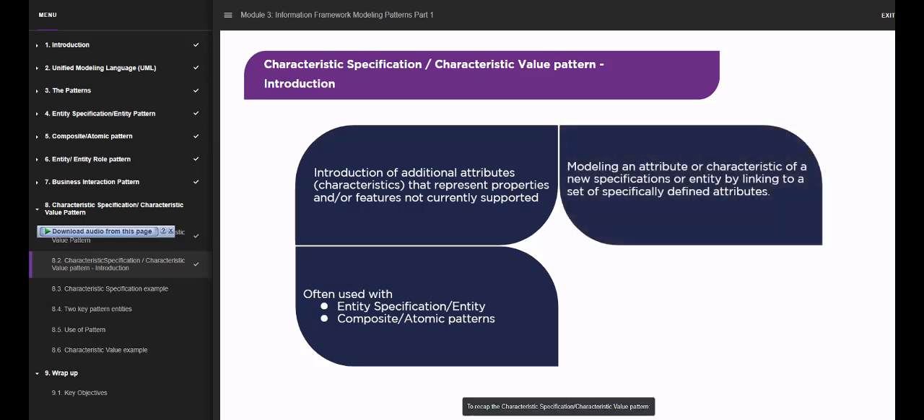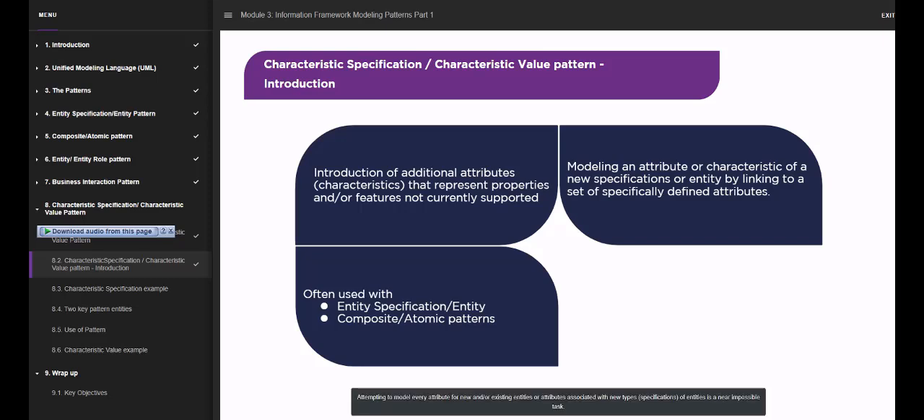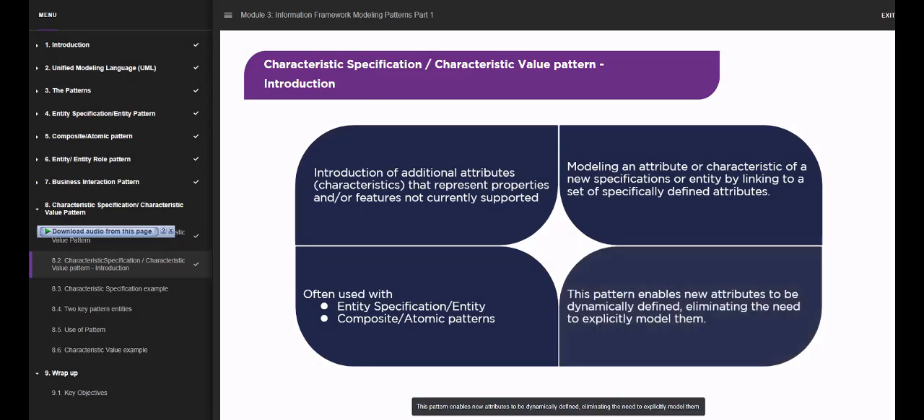To recap the characteristic specification characteristic value pattern, attempting to model every attribute for new and or existing entities or attributes associated with new types or specifications of entities is a near impossible task. This pattern enables new attributes to be dynamically defined, eliminating the need to explicitly model them.